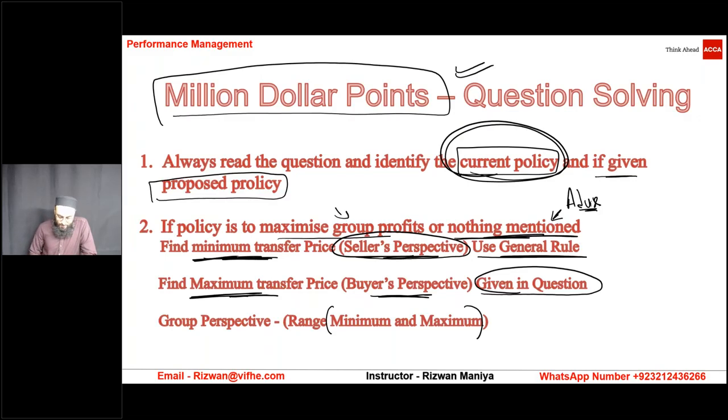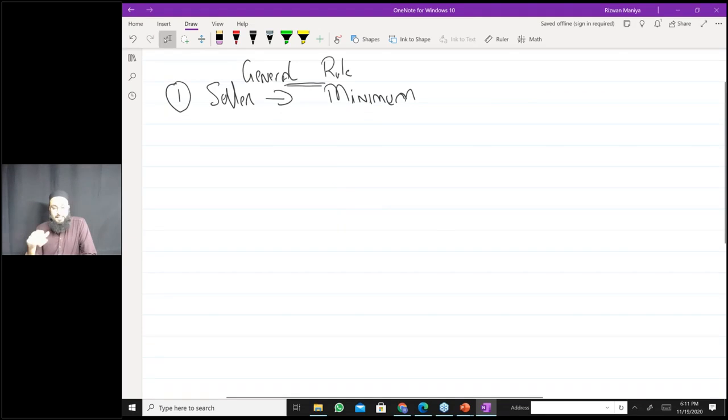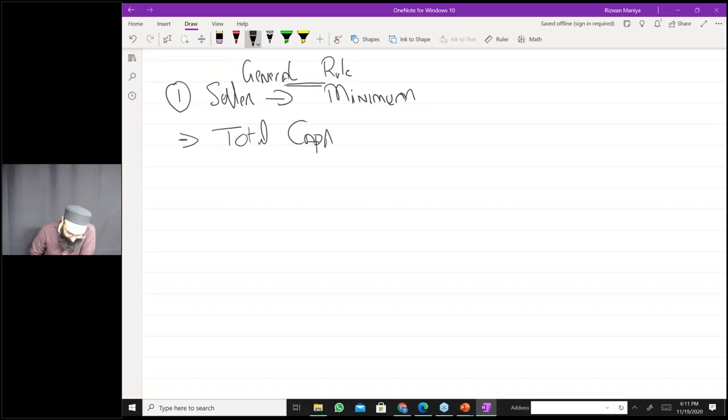Now, how to go about things? The way I am telling you, think always like this, and theory will also be written like this. First, what you do? You start with the total capacity.